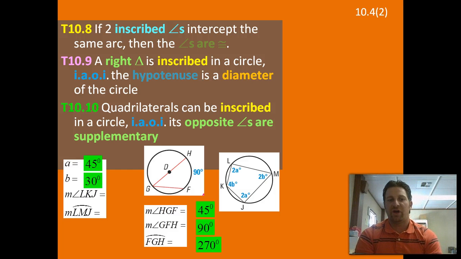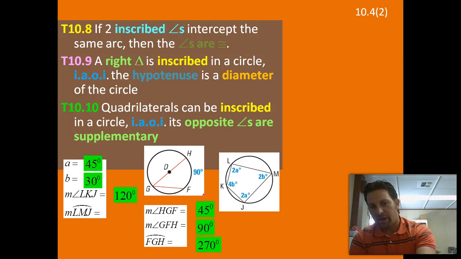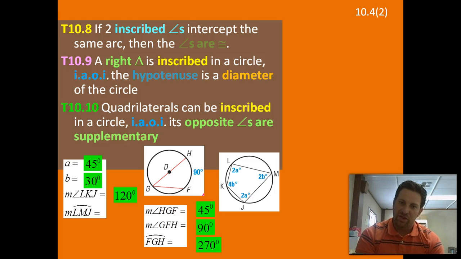And now the measurement of LKJ. LKJ is that big angle, the 4B angle. So I take 30, multiply it by 4, and I get 120. And then finally the measurement of arc LMJ. Arc LMJ is basically from the endpoints of LKJ. If I follow LMJ around the outside going to the right, that's going to be double that 120 degrees because that's its inscribed angle, and so I get 240 degrees for the measurement of arc LMJ.